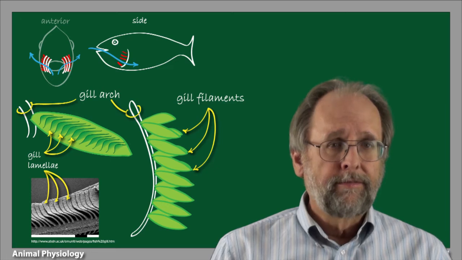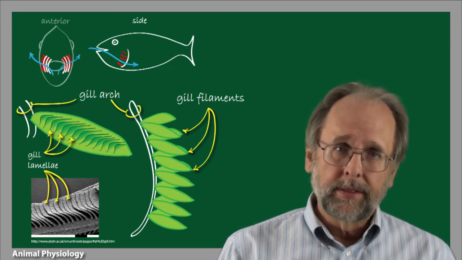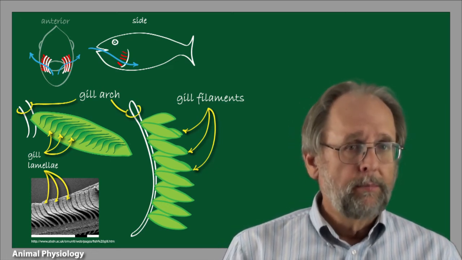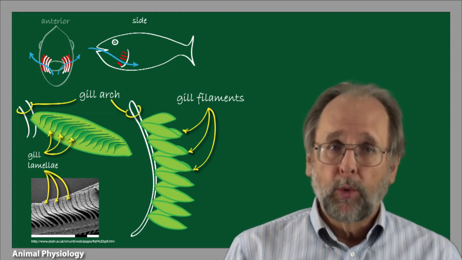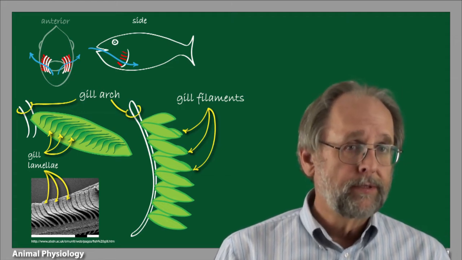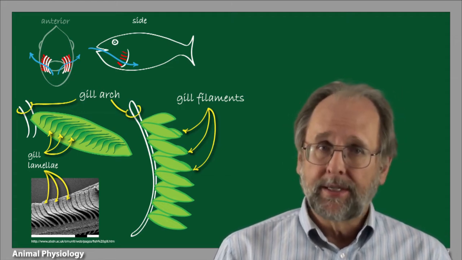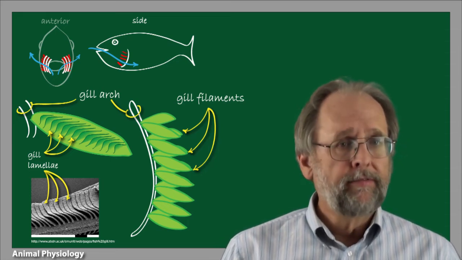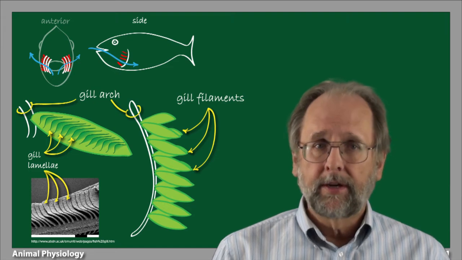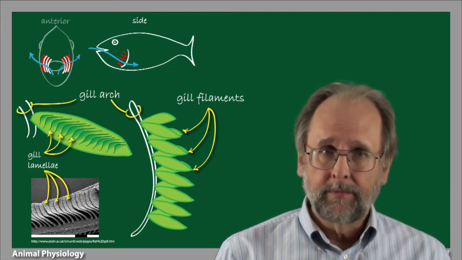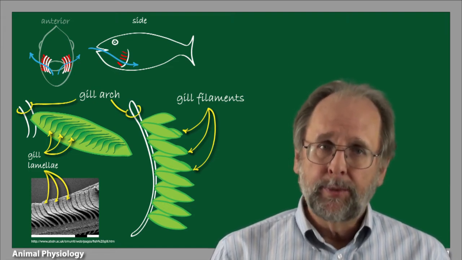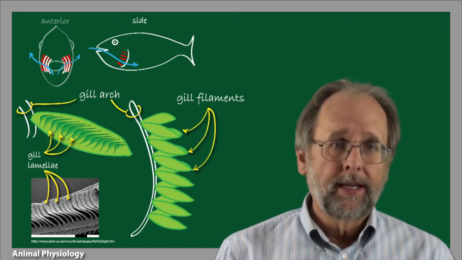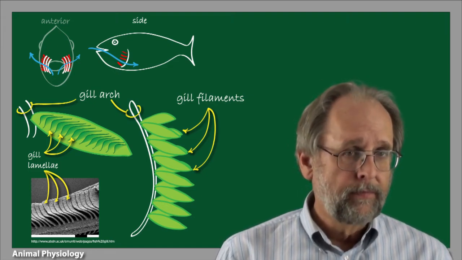The lamellae are very densely packed along the filament, separated from one another by distances ranging from about 25 micrometers between filaments up to a maximum spacing of about 100 micrometers. These have the effect of increasing the surface area for gas exchange tremendously. Again, this enhancement depends upon the body size and lifestyle of the fish.